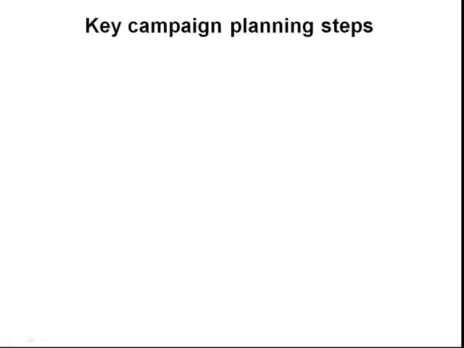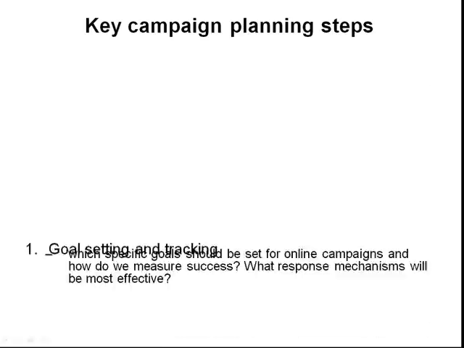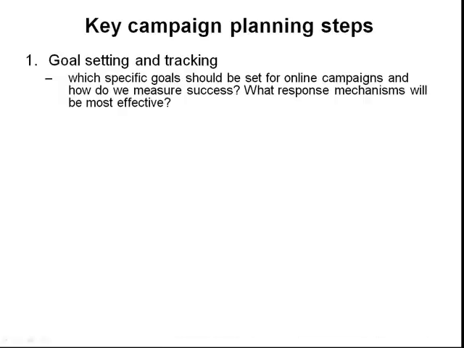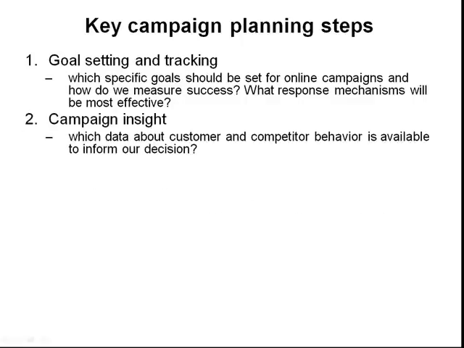Now, as far as overall campaign planning, there are several steps that you will need to follow, and I will outline those steps in this chapter review. First, there's goal setting and tracking. You will think about specific goals you should set for online campaigns and how do you measure success? What response mechanisms will be most effective? Campaign insights. Which data about customers and competitor behavior is available to inform your decision?